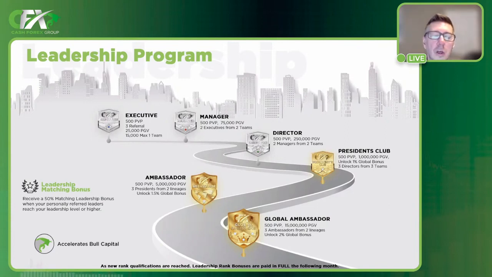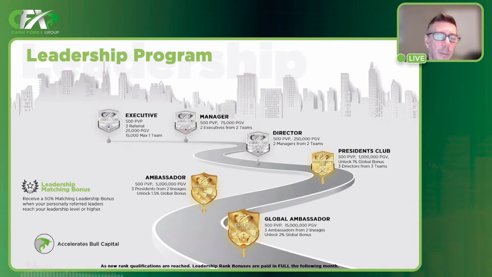You need to refer a minimum of 3 people to CFX. And from those 3 people, as your organization starts to grow, you need to accrue in a 30-day period 25,000 in total group volume, PGV. Now, of course, if you don't do that in your first 30 days, it's not a problem. This is a 30-day rolling calendar. So it does not reset back to 0. It makes it much, much easier for you to hit your rank.